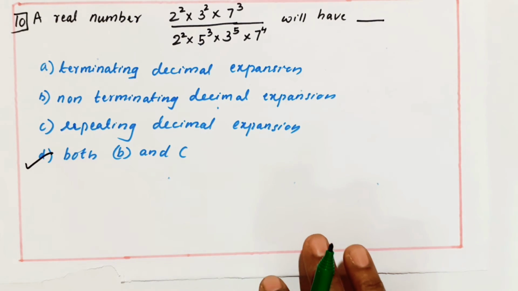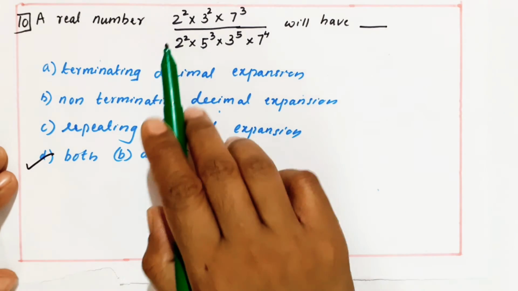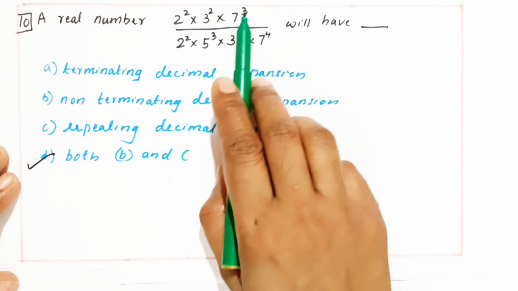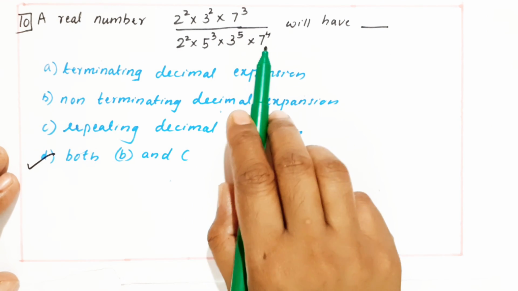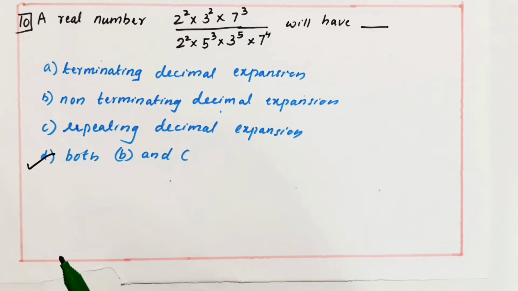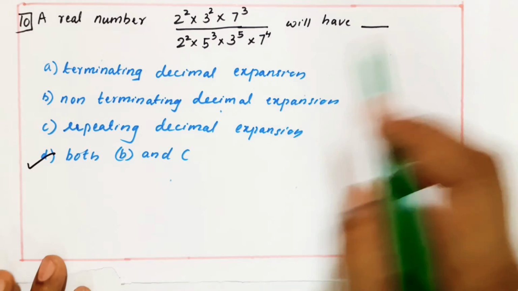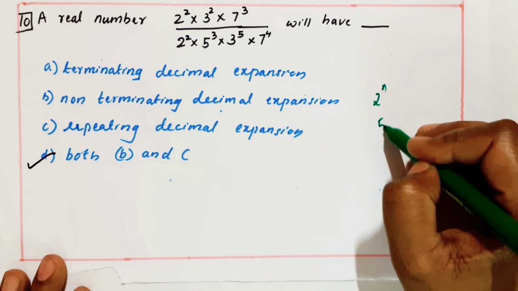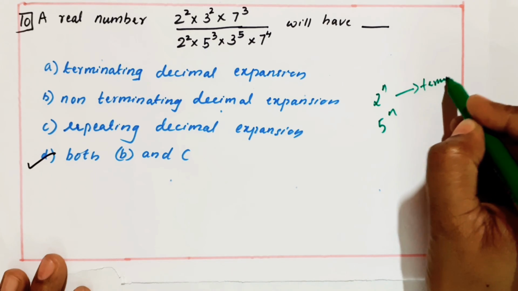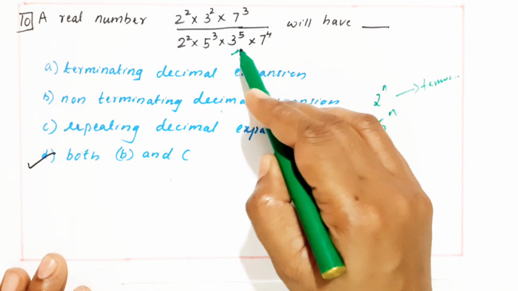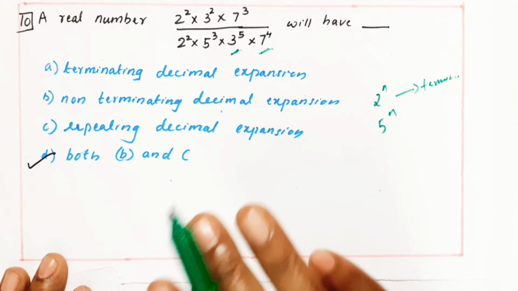See the next question. A real number 2 square into 3 square into 7 cube by 2 square into 5 cubed into 3 to the power of 5 into 7 to the power of 4. Just now I told you, in the previous two questions we did. If it is in the form of 2 power n or 5 power n or both, it will terminate. But this power of 3 is there, 7 is there.